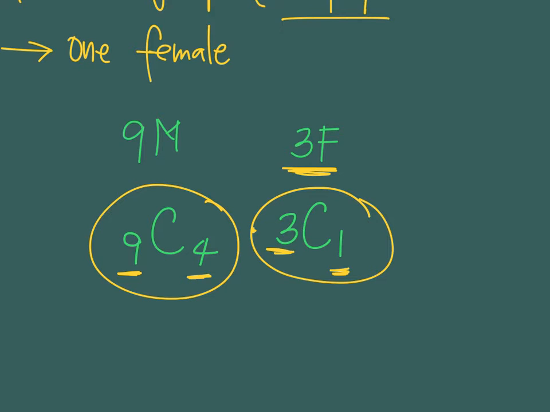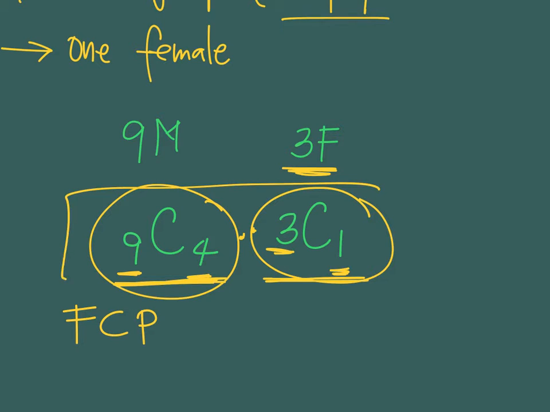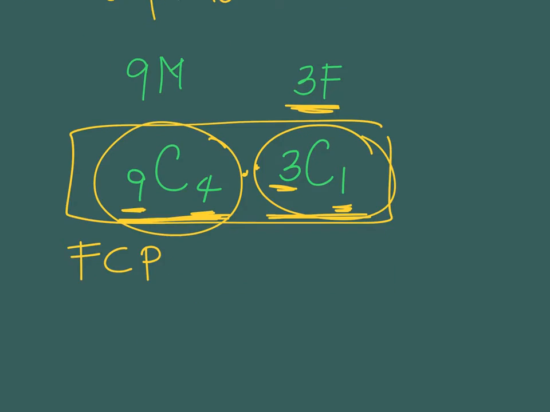Now what are we going to do with this 9 taken 4 and 3 taken 1? Applying the fundamental counting principle, the number of ways for the male should be multiplied to the number of ways for the female. That is why the operation in between is multiplication. If one group has R different ways and the other has S different ways, then the total number of ways is R times S. This is the same case here: 9C4 times 3C1.